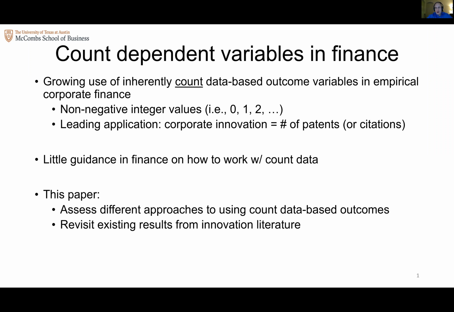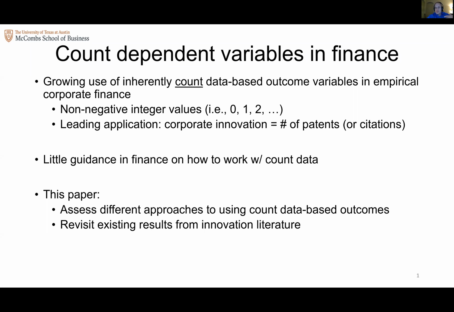Now, there's very little guidance in finance on how to work with count data. There's some guidance in other disciplines of economics. And what we're going to do here is bring some of that together, and we'll say some things that are beyond what's described in other areas as well. Basically, we're going to try to assess different approaches to using count-based outcome data.